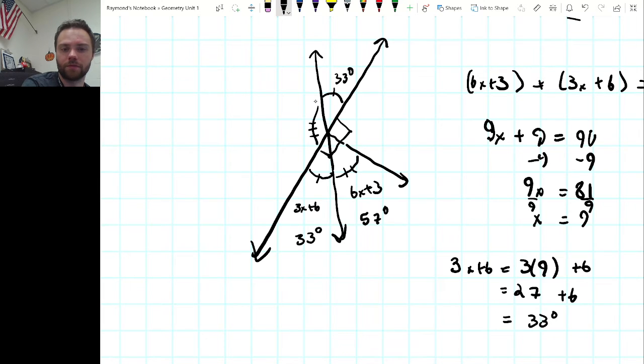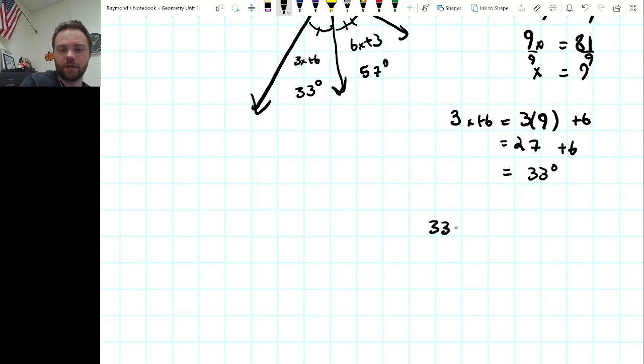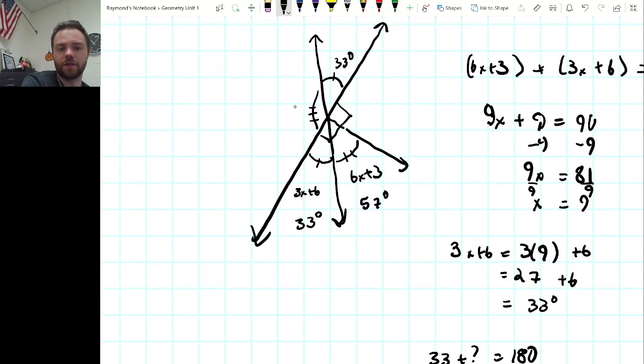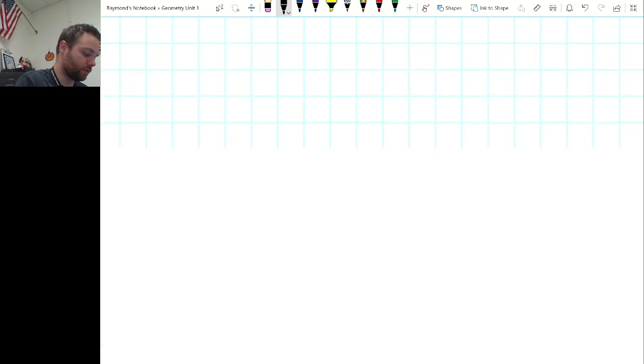So 33 plus what gives me 180? Well, 33 plus question mark equals 180. So I can subtract 33 from both sides of that equation. And it's going to be 147. So this is 147 degrees here. That's 2 out of 4. Got a few more to do.